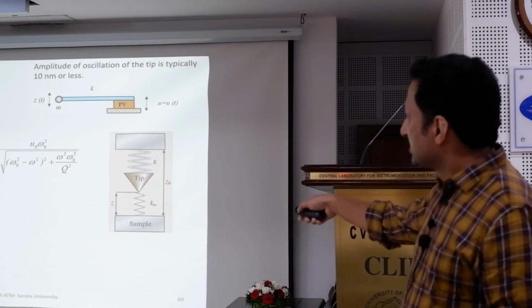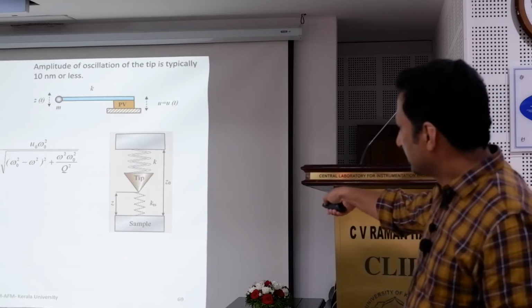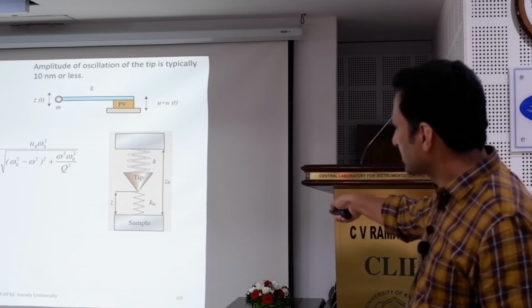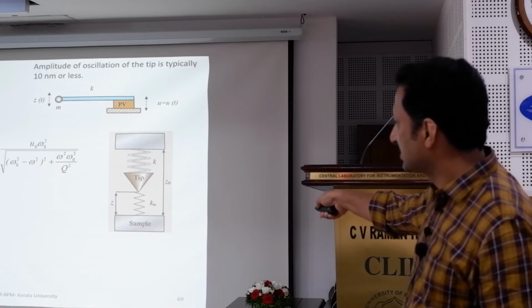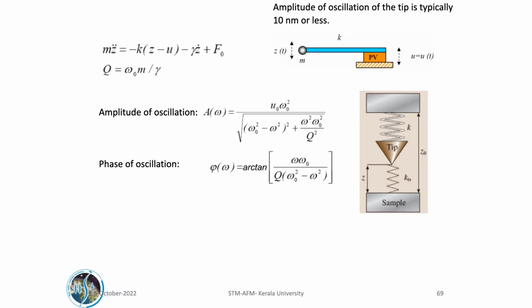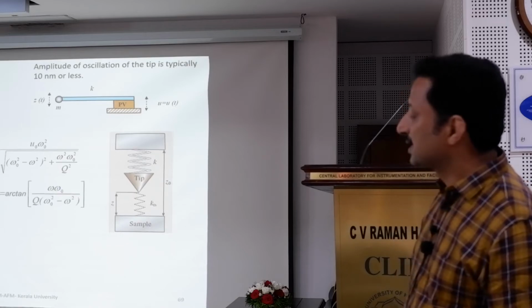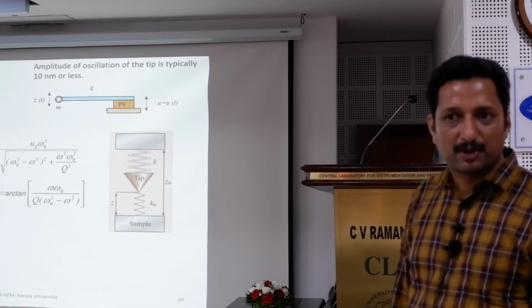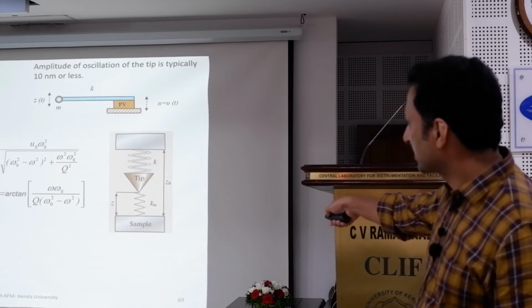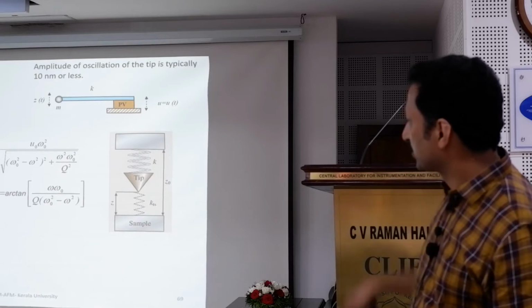So you can find out the amplitude of oscillation. This will be the original frequency you are giving, but when the tip is in contact with the surface, the frequency changes. That is this frequency. This is the Q factor, and the Q factor depends upon the viscosity. So this is how we get amplitude information and phase information when the cantilever is vibrating. Phase oscillation we can also get: this is arctan of Q, with omega and omega 0.